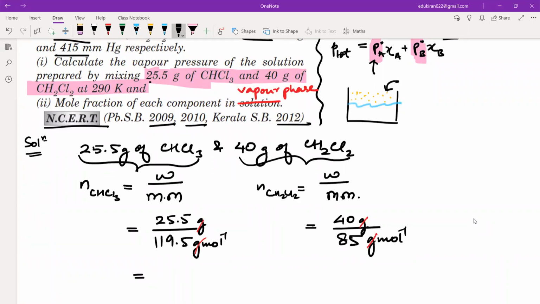Send the answer in chat, okay? Number of moles of CHCl3 is 0.21. Number of moles of CH2Cl2 will be 0.47, guys. I think so. It will be 0.47.